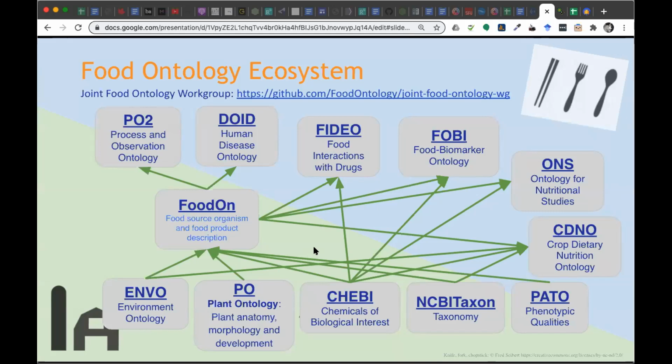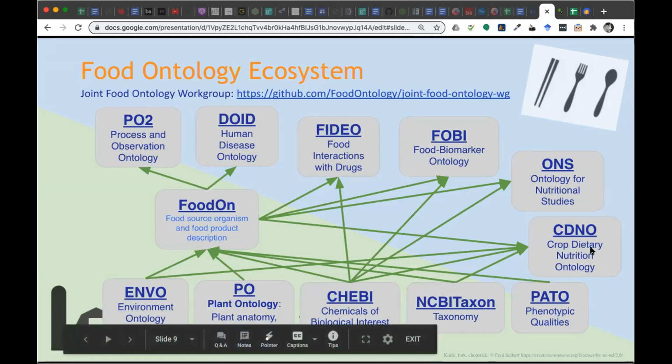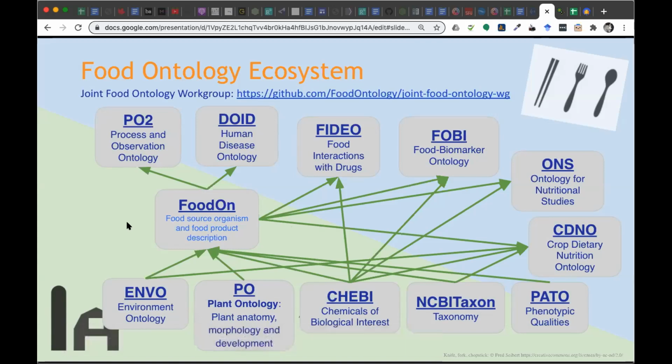And we launched FoodOn about 3 years ago. Since then, a bunch of other ontologies have popped up, and that's what this whole workshop is about. So I'm really looking forward to hearing about the other ontologies, a number of which use FoodOn product names or plant and animal source, and talk about the nutritional components, more of a research focus. FOBI, food biomarker ontology, FIDEO, food interactions with drugs, crop dietary nutrition ontology, and so on. So they're all using the OBO Foundry family of ontologies, the base layer for taxonomy, chemistry, anatomy, environment, along with FoodOn.